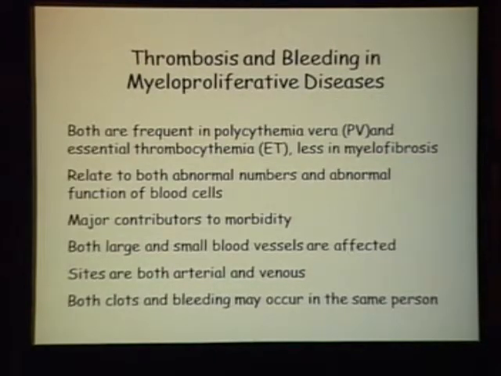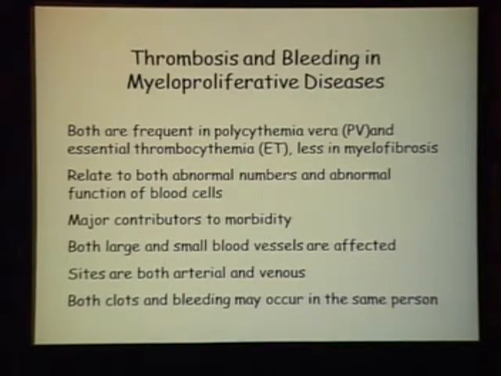Now, thrombosis and bleeding are both very common in the myeloproliferative diseases. They're most frequent probably in polycythemia, a bit less so in essential thrombocythemia, and a little less so in myelofibrosis. And these abnormal processes relate both to abnormal numbers of blood cells and abnormal function of the blood cells, as we will see. And these two types of abnormality are major contributions to morbidity, and hopefully not to mortality, during the course of the disease.